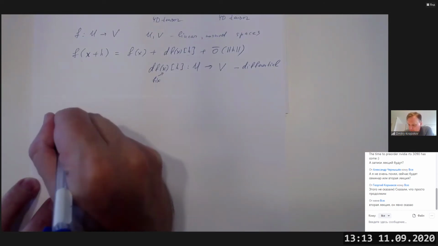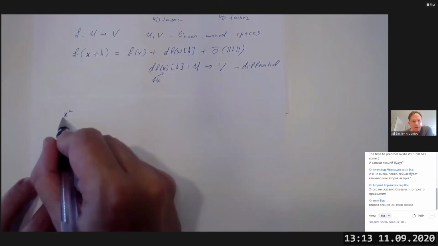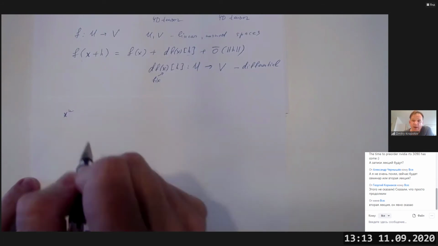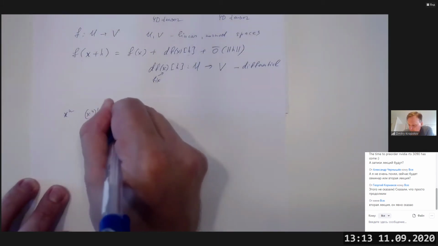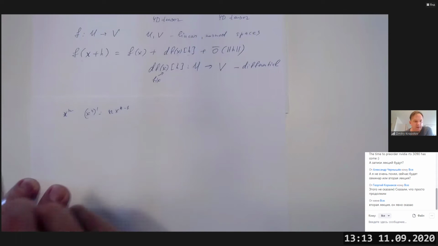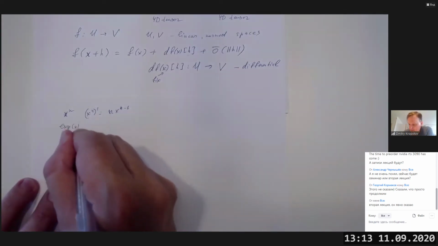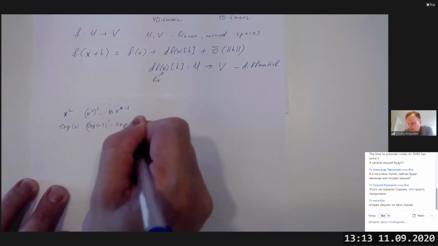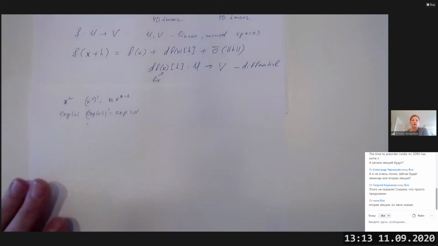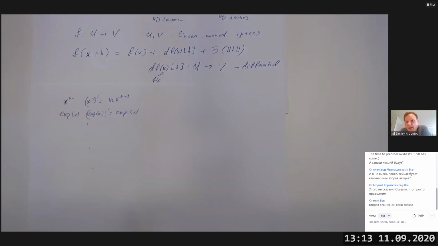You know that if you have some simple function like x to the power of n, its derivative looks like this. Or if you have an exp, its derivative is an exp itself, etc. So you first know the table of derivatives of standard functions.